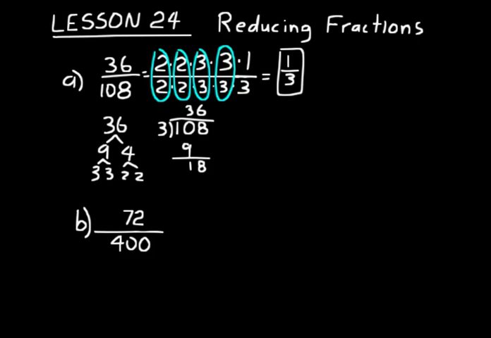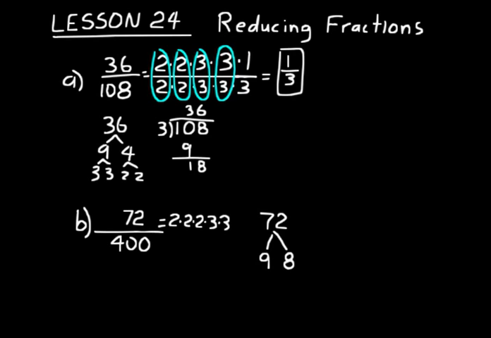Let's do another one. Let's use prime factorization to reduce 72 over 400 to its lowest terms. Let's start with the 72. We can do a factor tree on that, over here to the right. 9 times 8 is 72. And we can stop there because you can see that 9 would be 3 times 3, 8 would be 2 times 2 times 2. So let's go ahead and write that over here: 2 times 2 times 2 times 3 times 3.